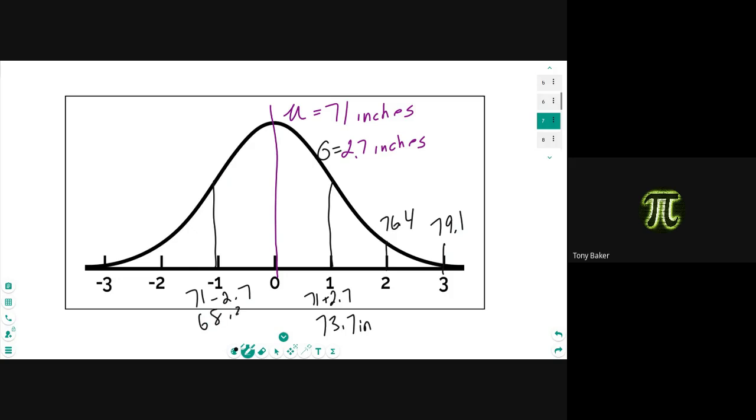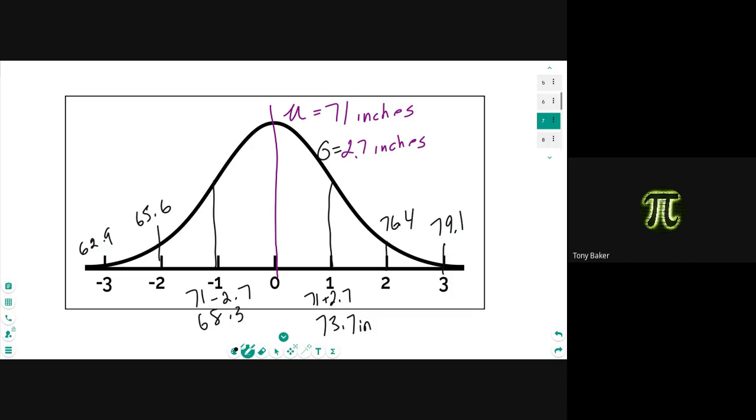$68.3. And then this would be 65.6 and 62.9. All right, so that's in essence how you can break down your standard deviations in your bell curve going up.